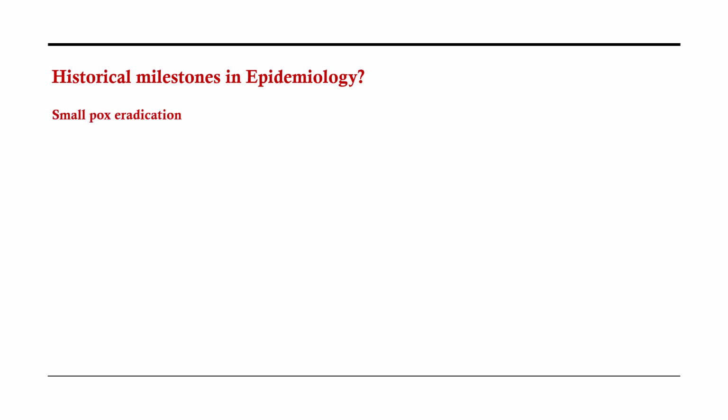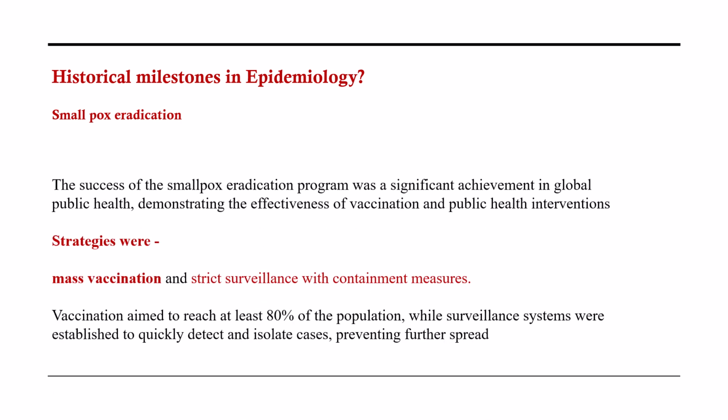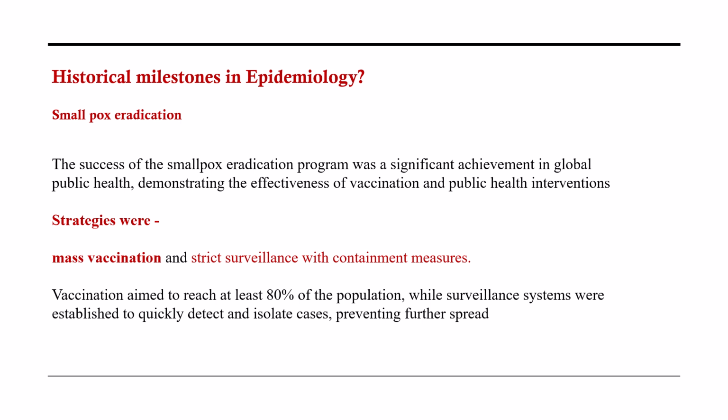Another historical milestone in epidemiology is smallpox eradication. The success of the smallpox eradication program with vaccination was a significant achievement in global public health, demonstrating the effectiveness of vaccination and various public health interventions. These were the strategies for smallpox eradication: mass vaccination, and strict surveillance with containment measures.